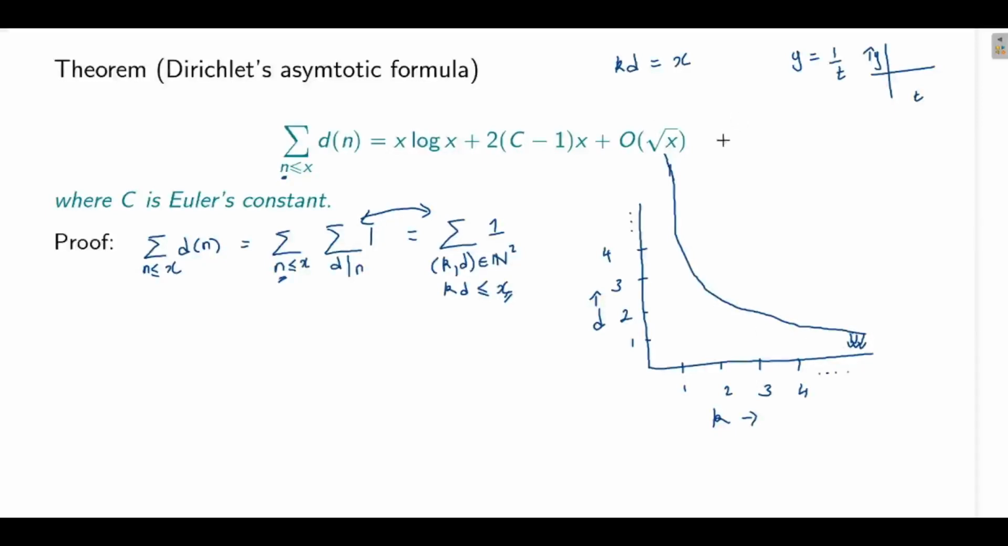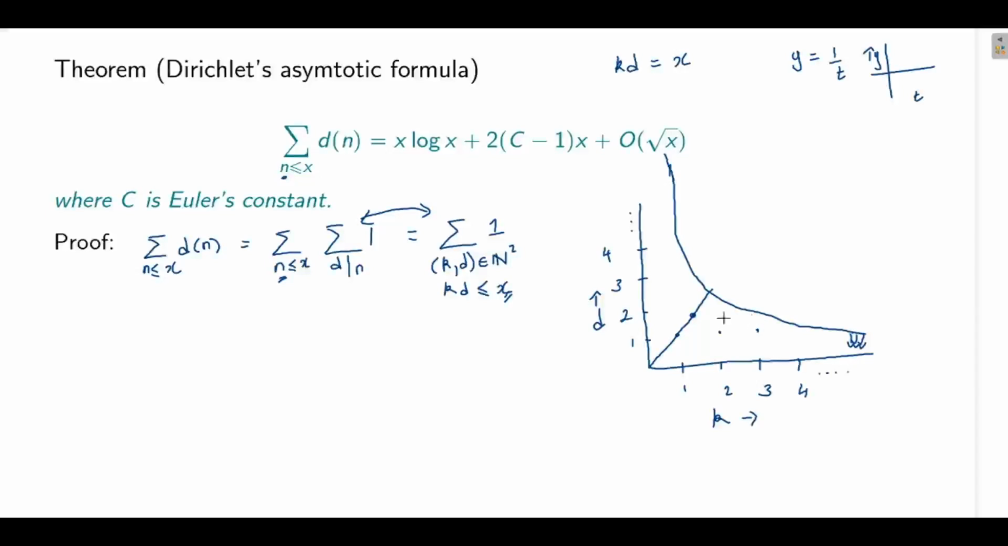Now a nice observation that you can make is that this graph is going to be symmetric around the line k equals d. So the total number of lattice points under this graph will be the lattice points on this line k equals d, plus twice the number of lattice points that lie in this region here.